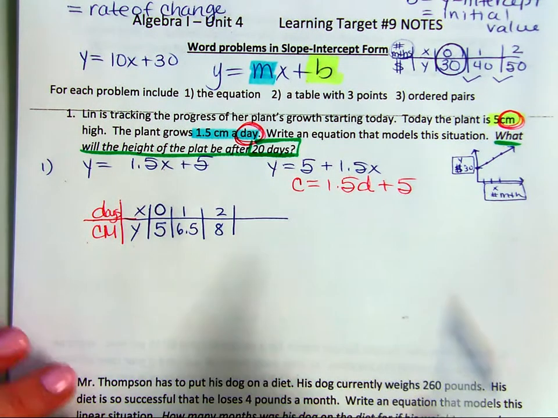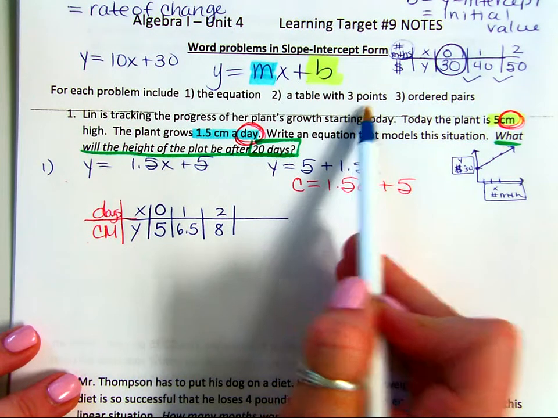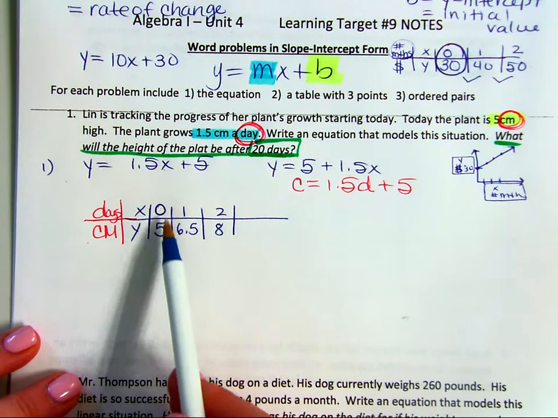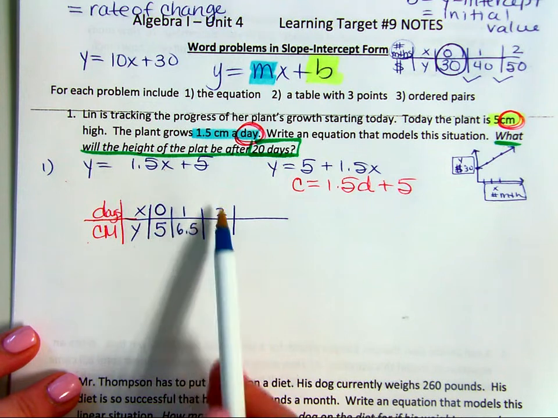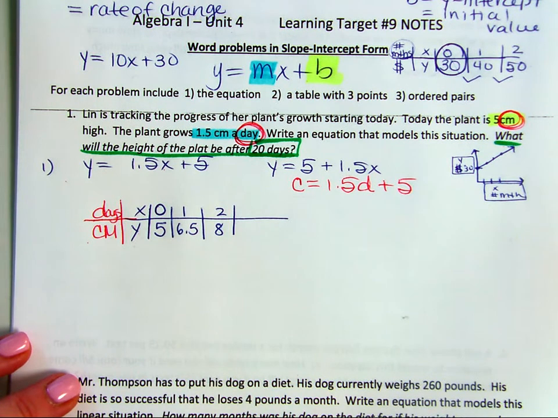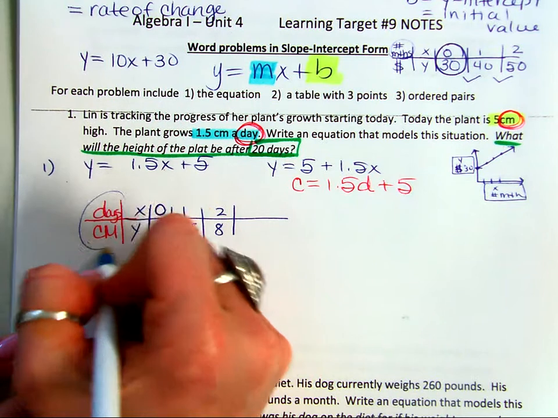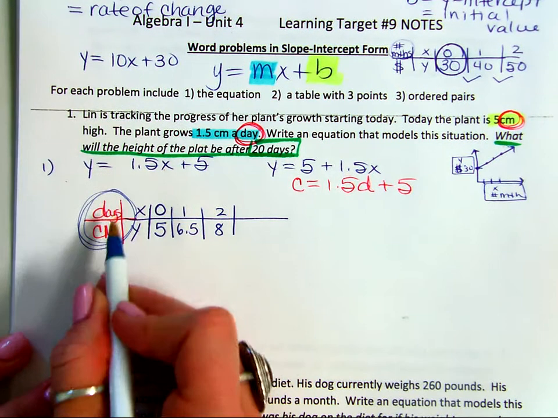So write a table with 3 points. We just did. Make always one of them be 0. 0, 1, and 2. Your table is done. Got it? And this is really important. I want you to include those words there.